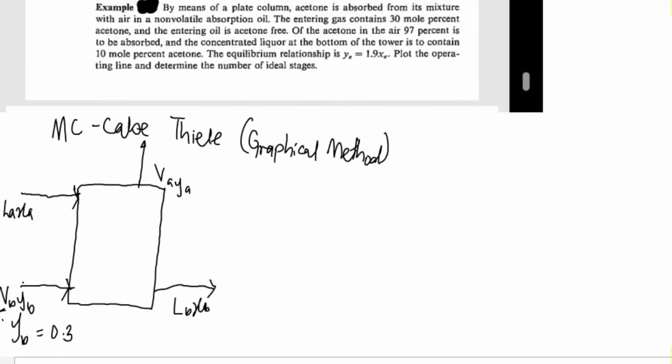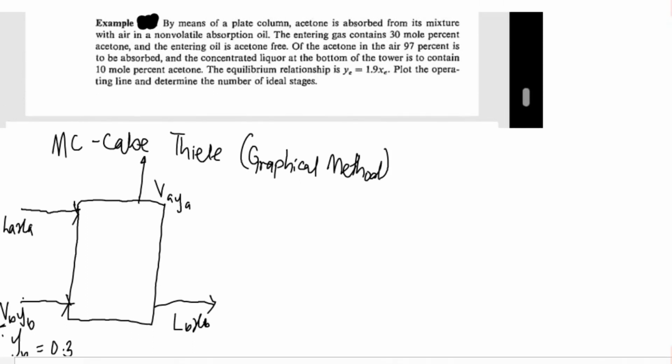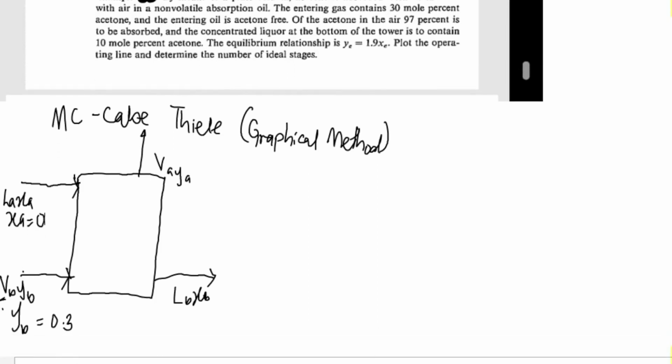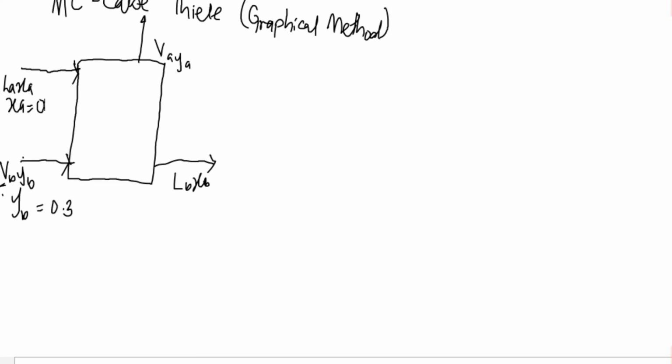The entering oil is acetone free. The entering oil here, LAXA. What is the mole fraction of acetone in here? Therefore XA is 0, since we are told that it is acetone free, so we have no acetone. Of the acetone in the air, 97% is to be absorbed. We are given the percentage of acetone absorbed also here. Percentage acetone absorbed is 97%, you can say 0.97, right?